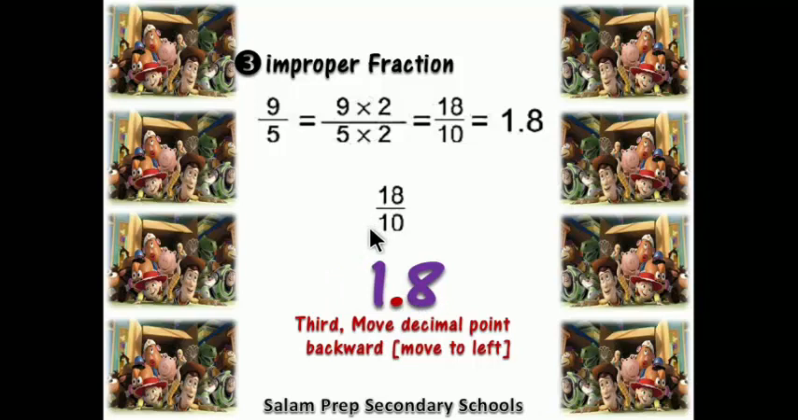Please take care. 10 has 1 zero. So the decimal point goes in front of 18 like this. As we said, 10 has only 1 zero, so the decimal point will move backward only one step like this. Now the decimal number is 1.8, 1 and 8 tenths.